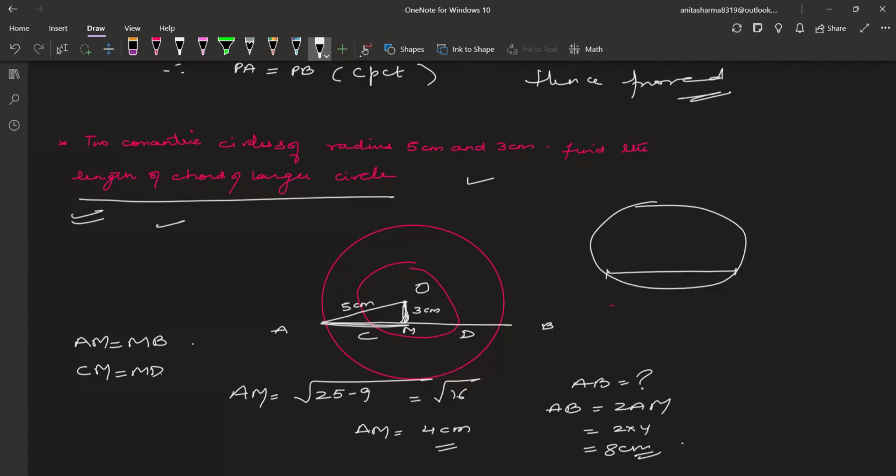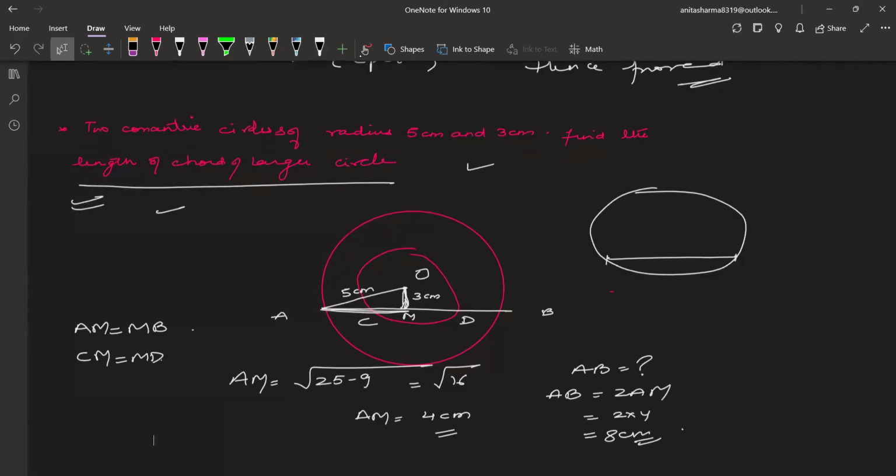Ma'am, what if we have to find the length of the chord of the inner circle? So these are, AB is the larger circle chord, no? Which is having a radius 5 centimeter. CD is the chord of the smaller circle. Ma'am, how do we find the length of CD?